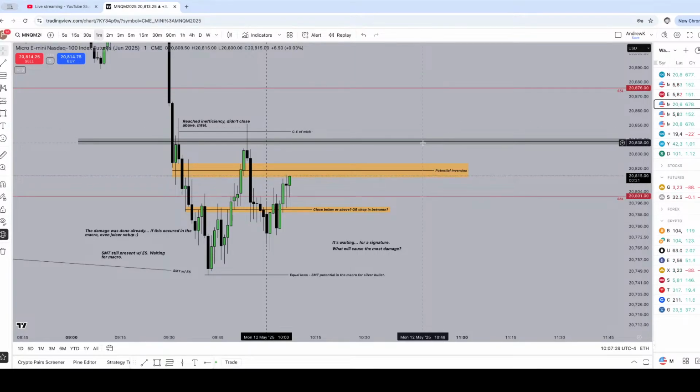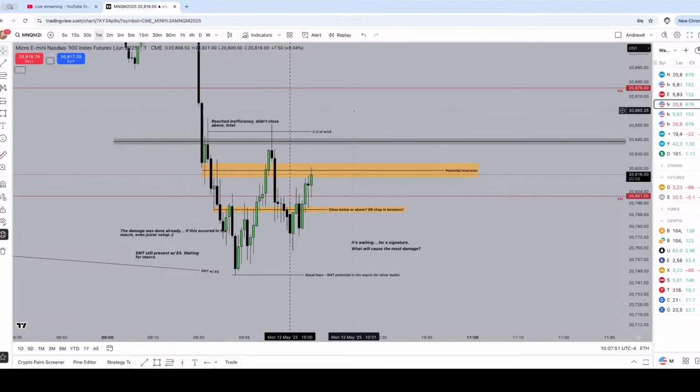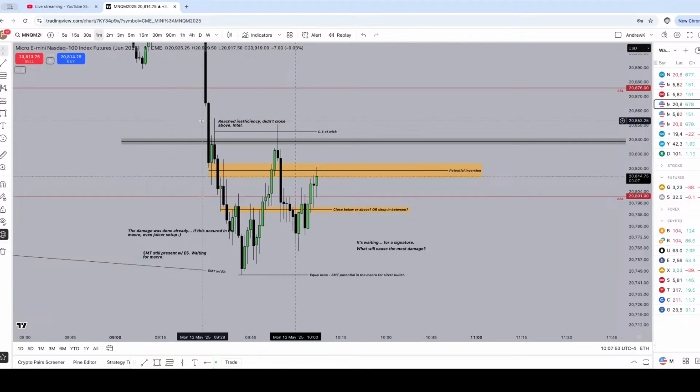I want to see if there's any notes. Anybody said anything? Please explain first presented value gap. That's just the first presentation of the session. After 9:30, so see the 9:31 fair value gap, and it's got displacement. So this is going to be your first presented fair value gap. That's all.